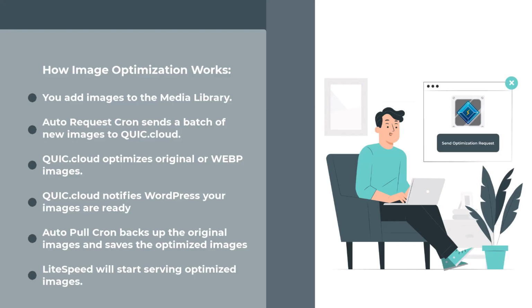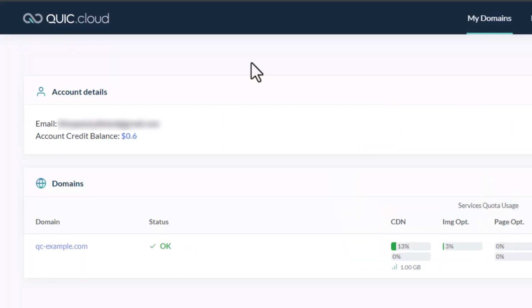And the next time a visitor requests the images for a page on your website, LiteSpeed will either serve the optimized JPEG or PNG, or it will serve the WebP version depending on your settings and the capabilities of the client browser. We mentioned previously that the LiteSpeed plugin is the place to enable and configure your image optimization service. If you want to monitor the service or pay for additional quota, that is done on the QUIC.cloud dashboard.